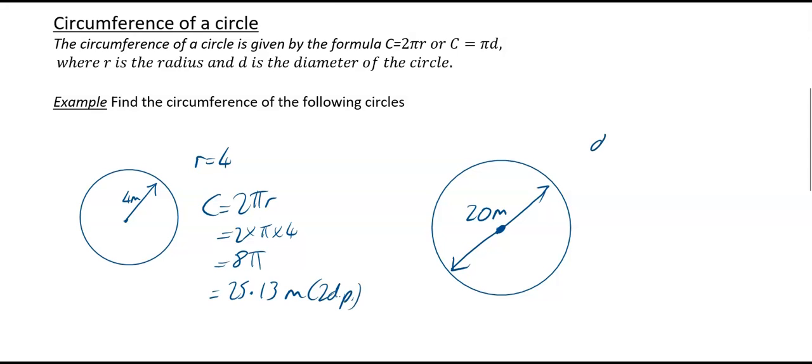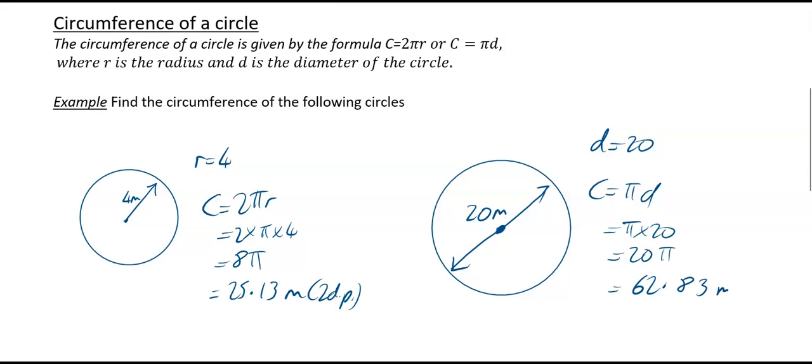In this example, 20 is the diameter, so you'd use C is equal to pi times d, so pi times 20. Put that in your calculator, it just comes out as 20 pi, so do 20 times pi and press the SD button, and you're going to get, to 2 decimal places, 62.83, and it's going to be meters to 2 decimal places.